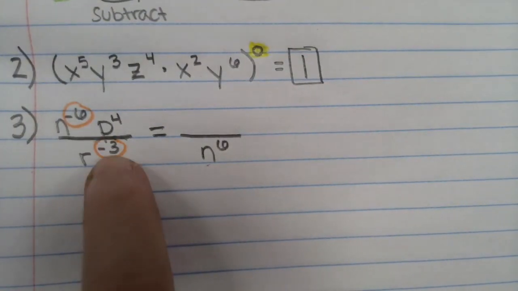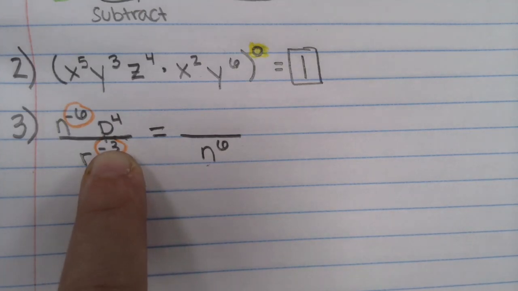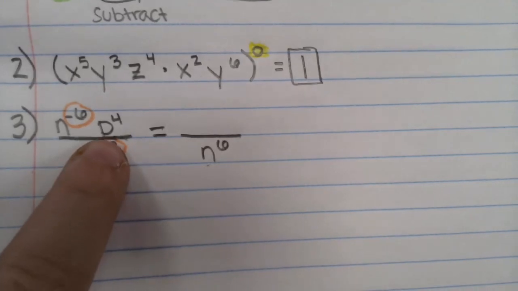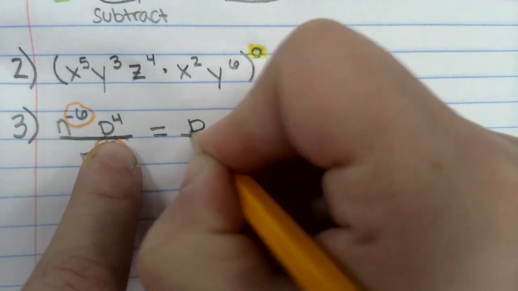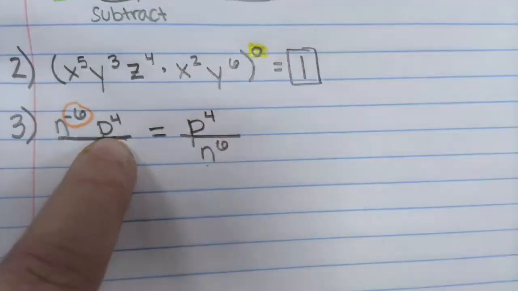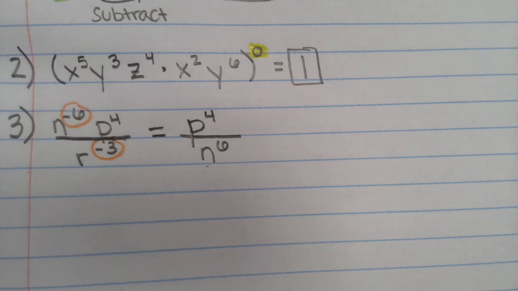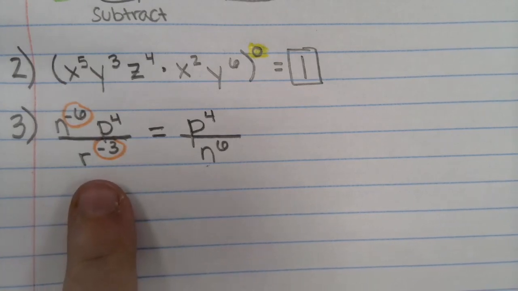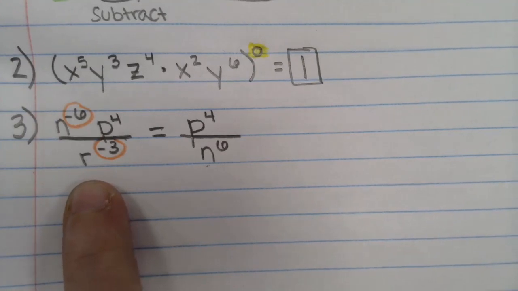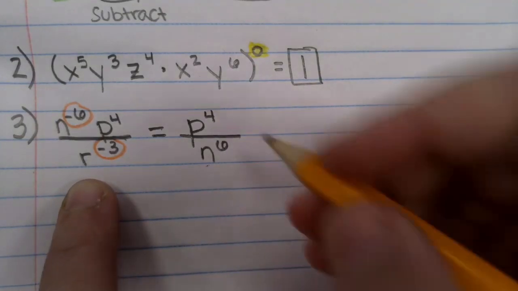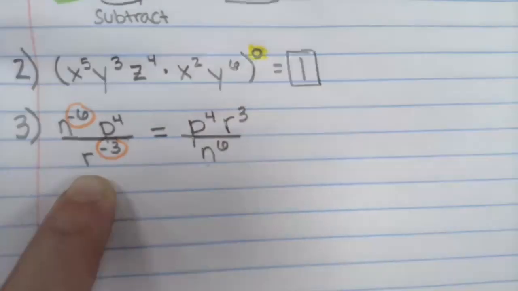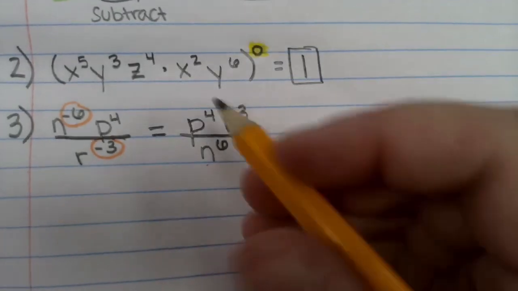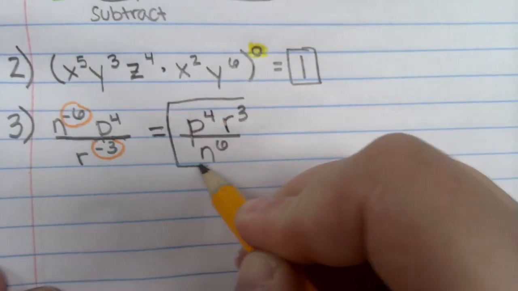All right, what about this p? Is the p staying on top or moving to the bottom? Does it have a negative exponent? Nope, so it just stays. Only things with negative exponents need to move. So p to the 4th stays on the top. What about this r? Should the r stay on the bottom or move to the top? Move to the top, good. When it moves to the top, it's going to be r to what power? 3. Now, we said there is no same bases, so this is as far as we can go.